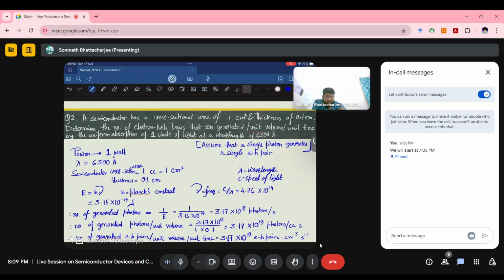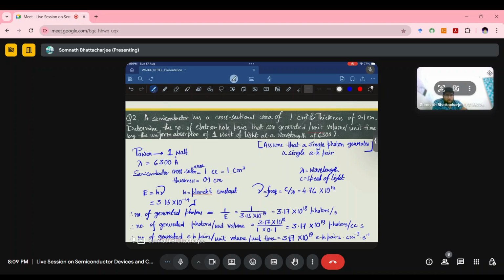Hello, sir. Yes. Sir, how is the number of generated photons equal to 1 by E? What does E mean here? Is it the energy? Yes, the energy of the absorbed light, the photon energy. So based on this light, there is a number of generated photons. This energy is directly converted from the light to the generated electrons and holes.